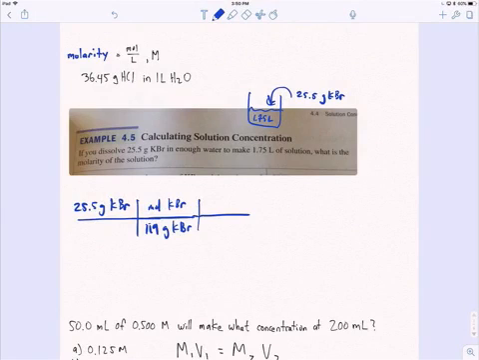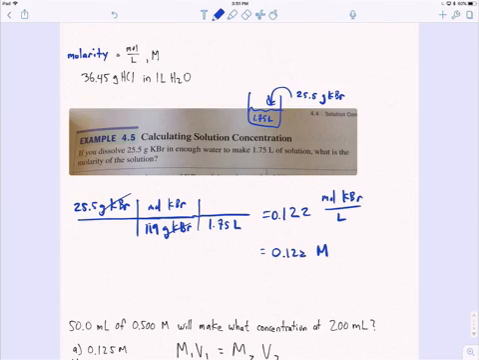And the last step here, just put 1.75 liters. And these units cancel. And so 25.5 divided by 119 divided by 1.75. And this is 0.122 moles KBr per liter, which equals 0.122 molar, capital M, KBr.